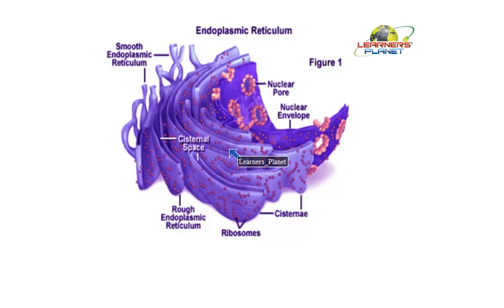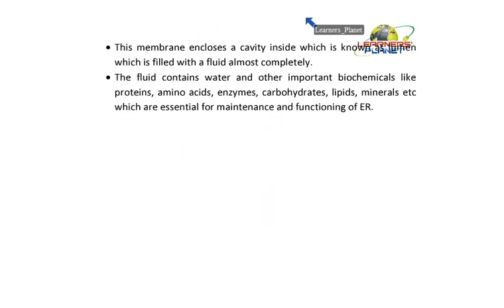Now you can see these round structures which are bound here, and in some regions you can see they are not present. So this we are going to study definitely. But before that, just clear one thing. In these tubules, you can see they have formed a tube here, and in between there is a space. This space is known as the cisternal space, or it is known as the lumen.